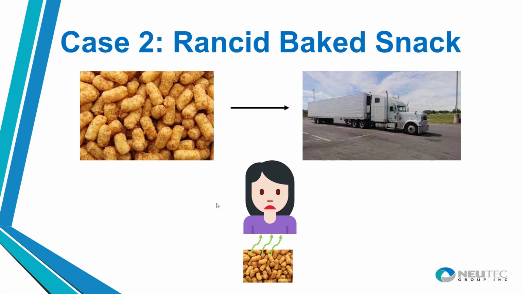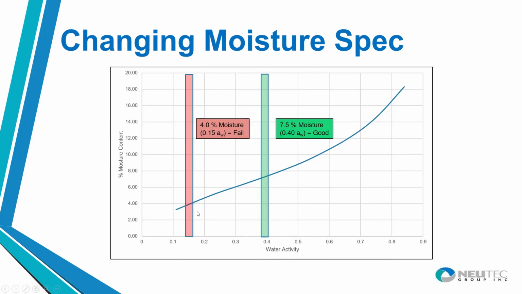And the first step they took was just to change their moisture. They were releasing this product based on a moisture content of about 4%. And the first thing they decided to do was to increase that, and just to see what would happen if they were to increase it. So they increased the spec to 7.5, not really knowing if that would do anything.